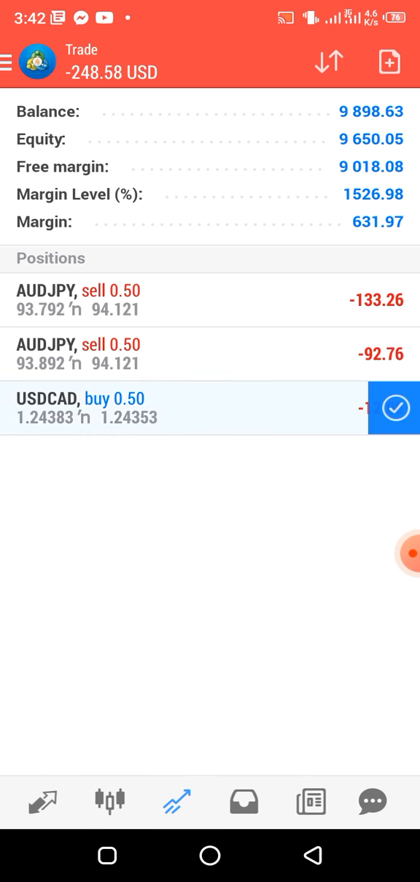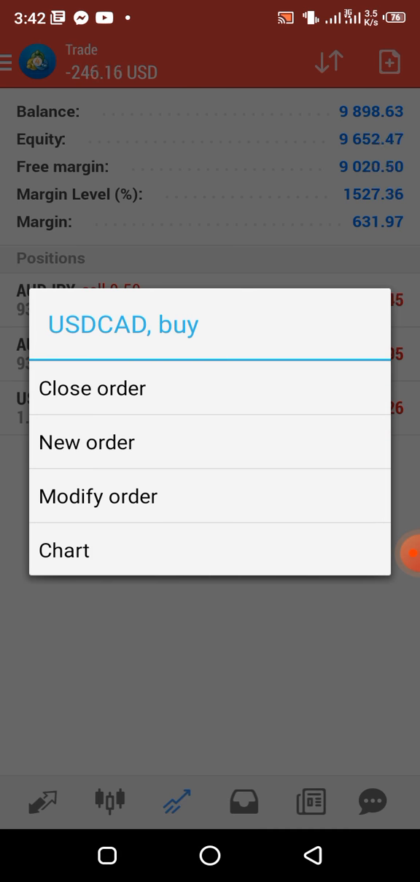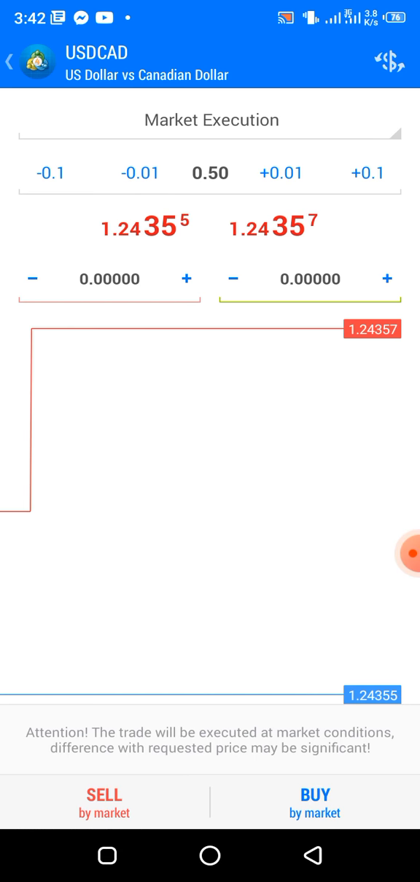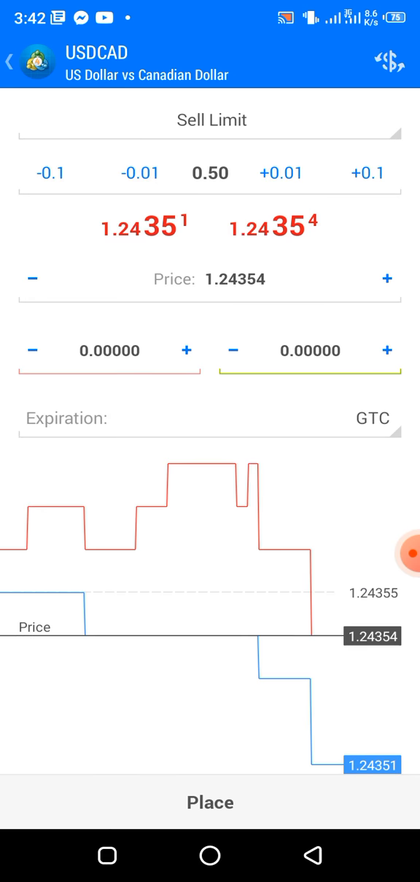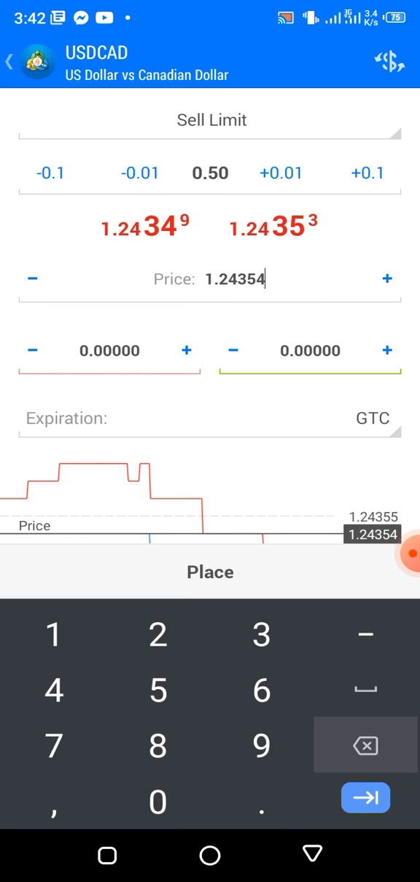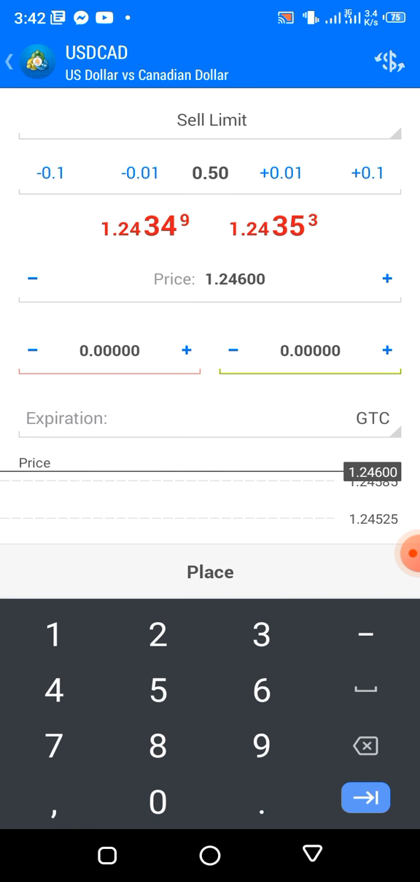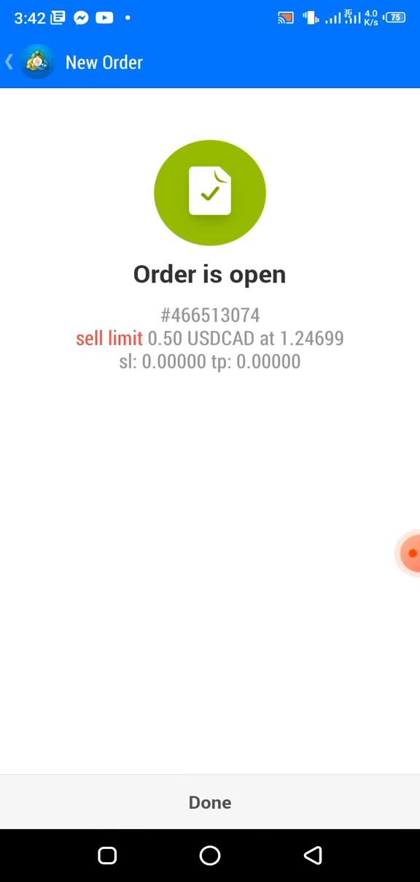1.24699. I can just easily click this and make a new order, same on the page. So I'm going to select sell limit 1.24699. All right, so I'm placing the sell limit order. Okay, let's go to the chart and see.